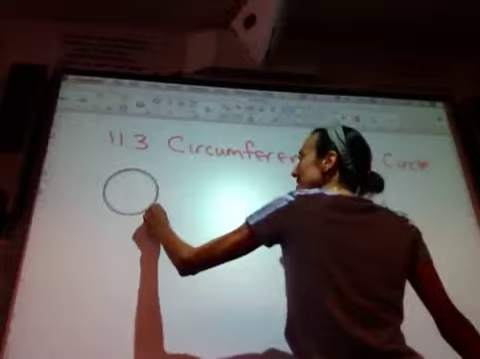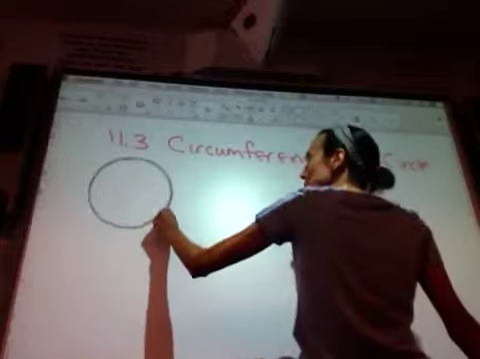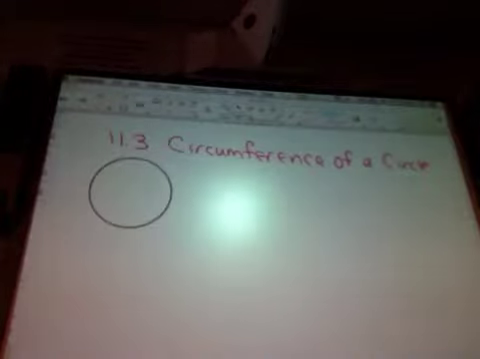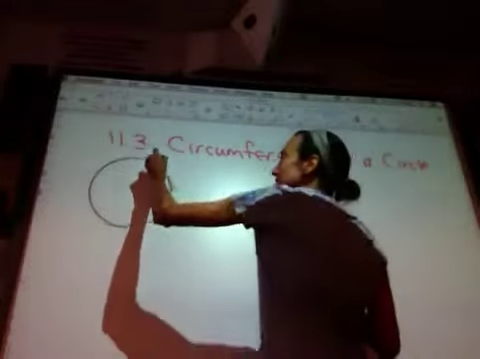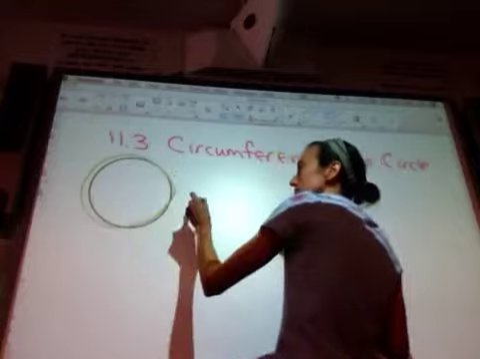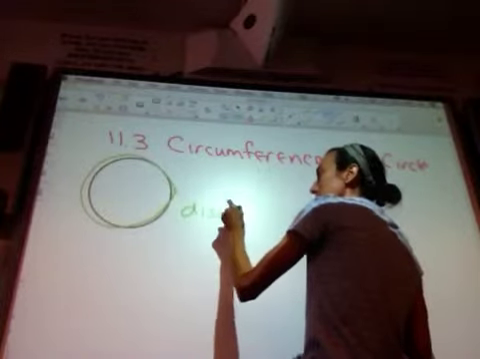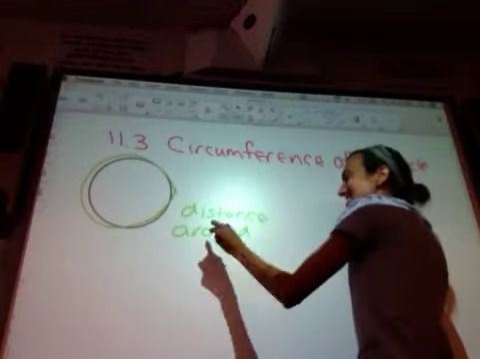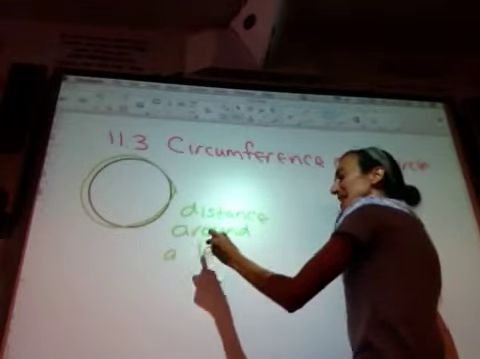Circumference of a circle. Does anybody know what circumference is? Not the formula, what it is. Like the perimeter of a circle, or the distance around a circle. Okay? It is a length.